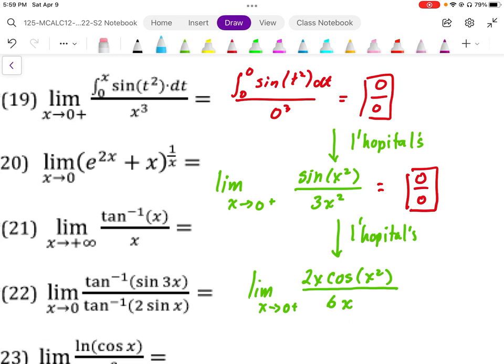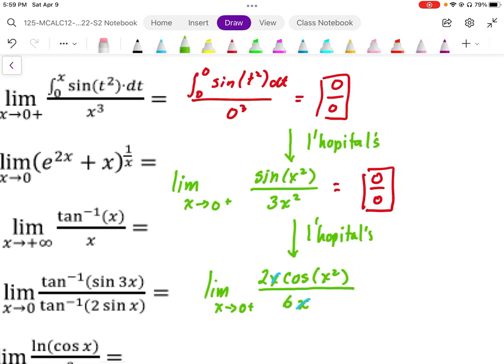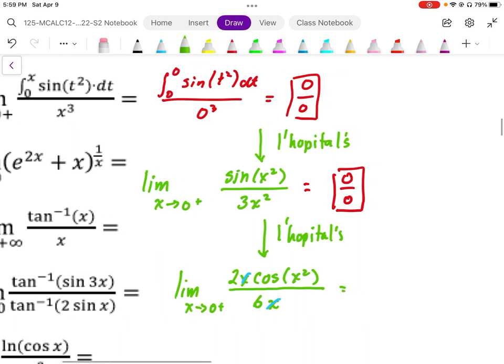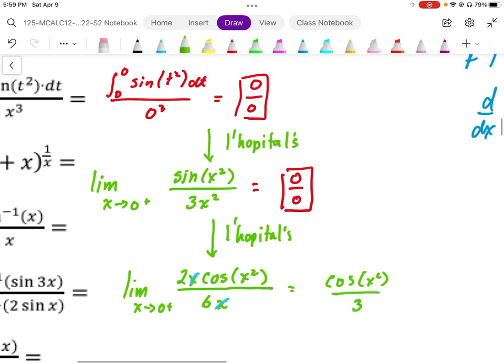We can simplify this expression. Those x's cancel out, and so this is going to end up being cosine of x squared over 3. When I substitute in 0, cosine of 0 is 1. So there's my limit. The limit of this expression is going to be equal to 1 over 3.